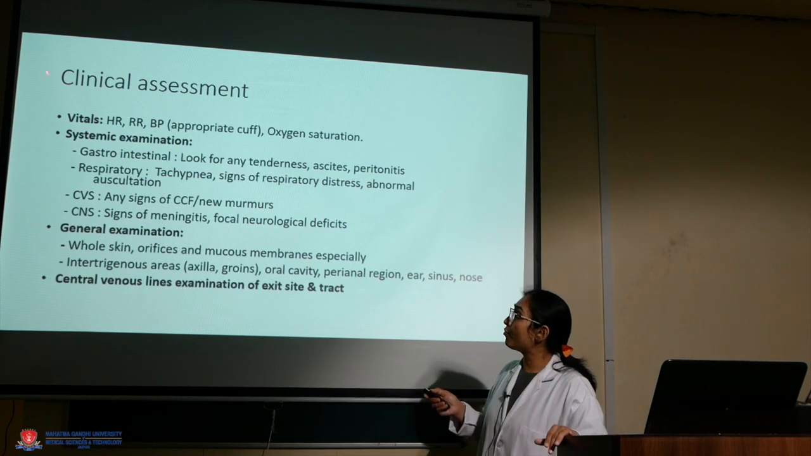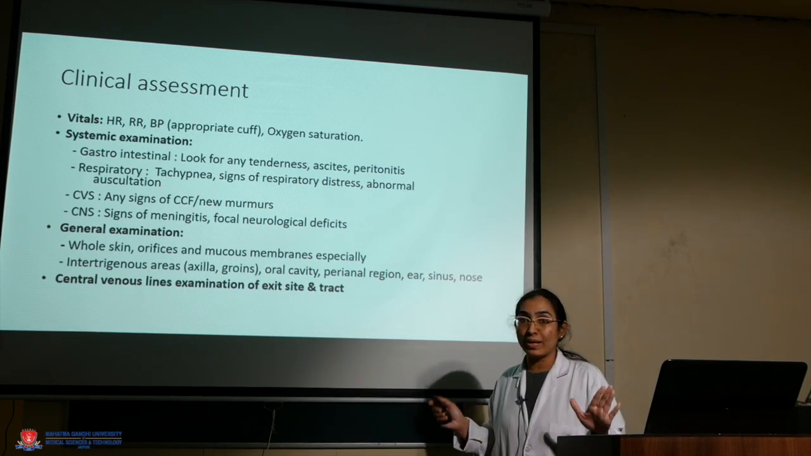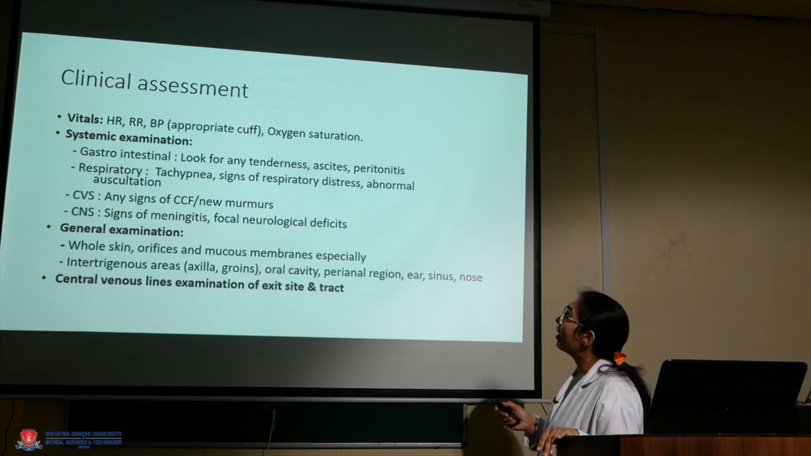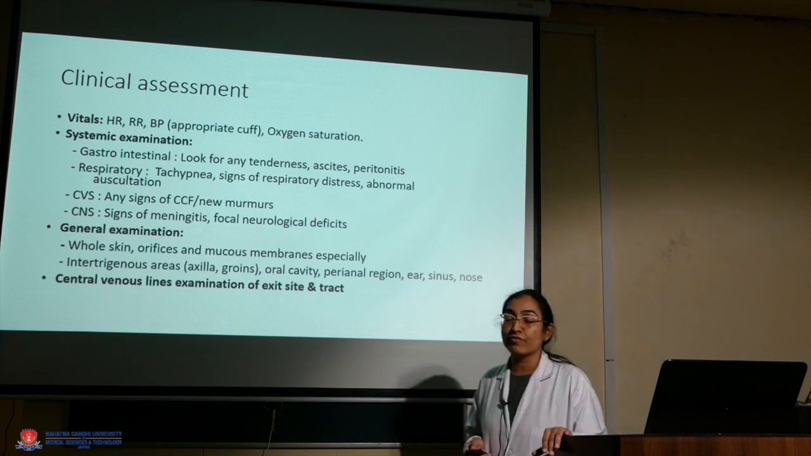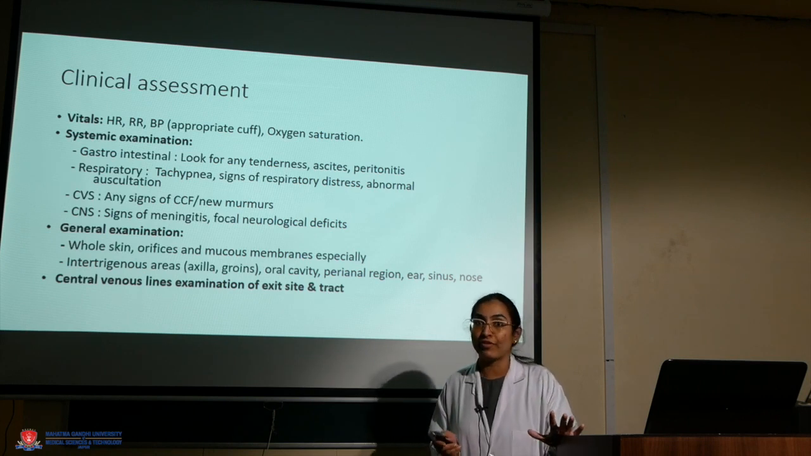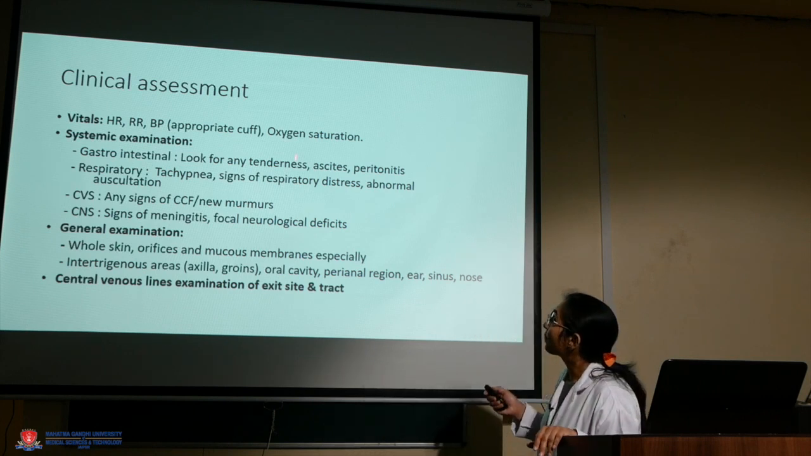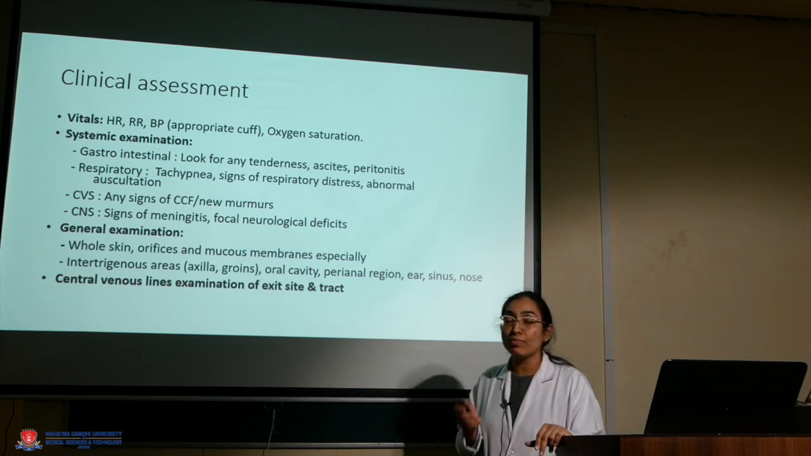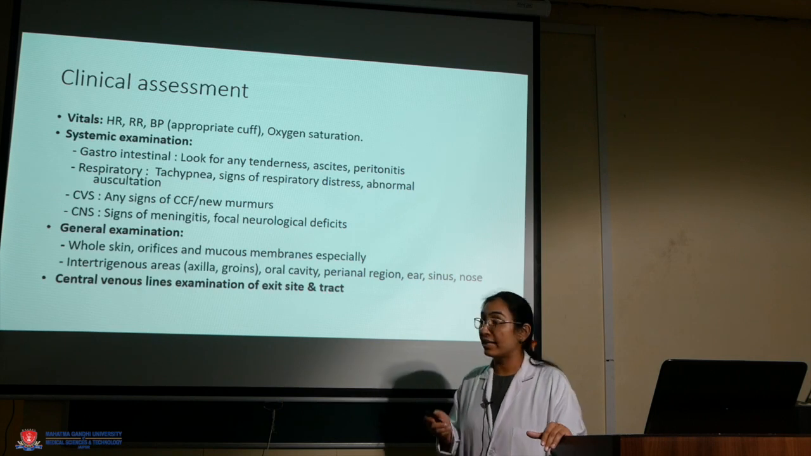So the first and foremost thing are the vitals. So vitals are very vital. It is important to note the heart rate, blood pressure, respiratory rate and BP with appropriate cuff. So you must remember, for small children we should use the age appropriate smaller cuff and not the bigger cuff as for adults. Oxygen saturation, so these four are very important. These four things need to be measured in the emergency itself.